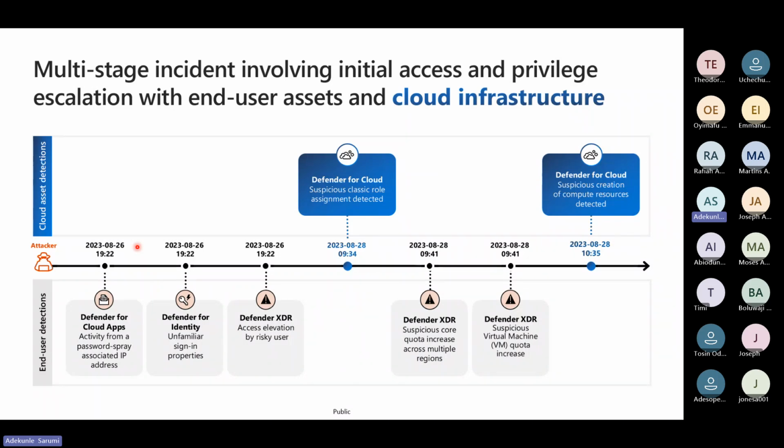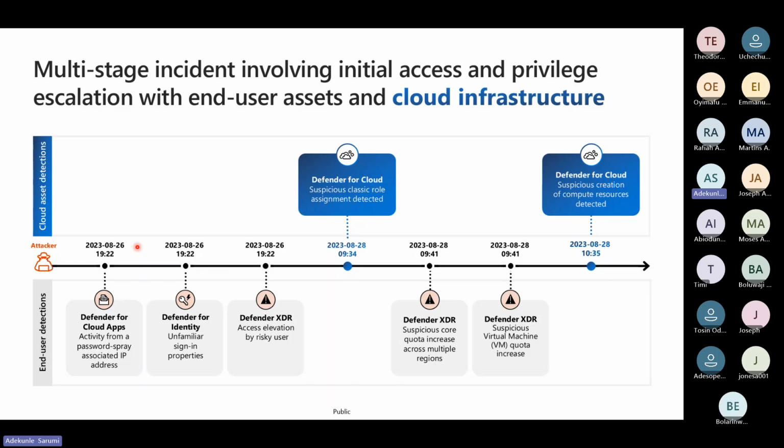It's just a walkthrough of a multi-stage incident involving initial access and privilege escalation with end user access and cloud infrastructure. So you see from the beginning, the end user detection using Defender for Cloud Apps, you notice activity from a password spray associated IP address, unfamiliar sign-in properties, access elevation by risky users. These are the portals that will detect them. I spoke about Defender for Cloud Apps, Defender for Identity, this Defender XDR. Then also, if there's a suspicious classic role assignment detected, that can be found using the Defender for Cloud.